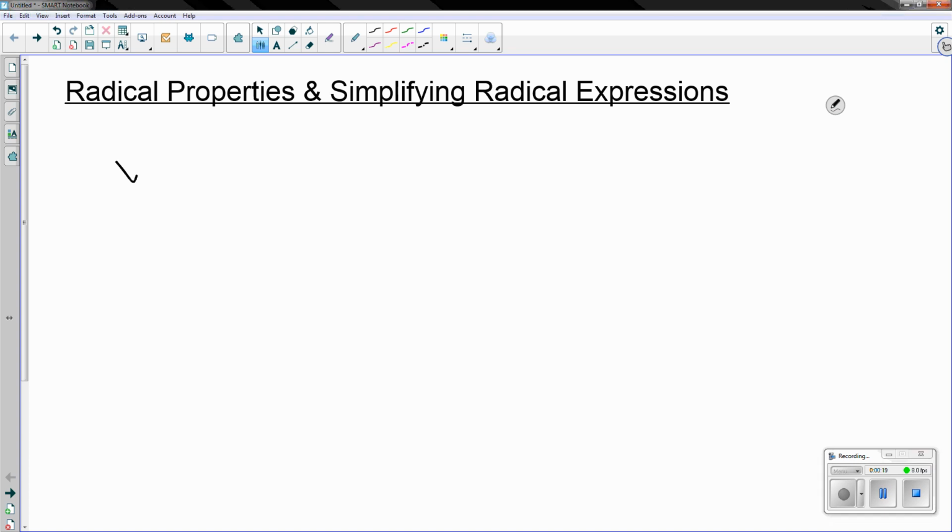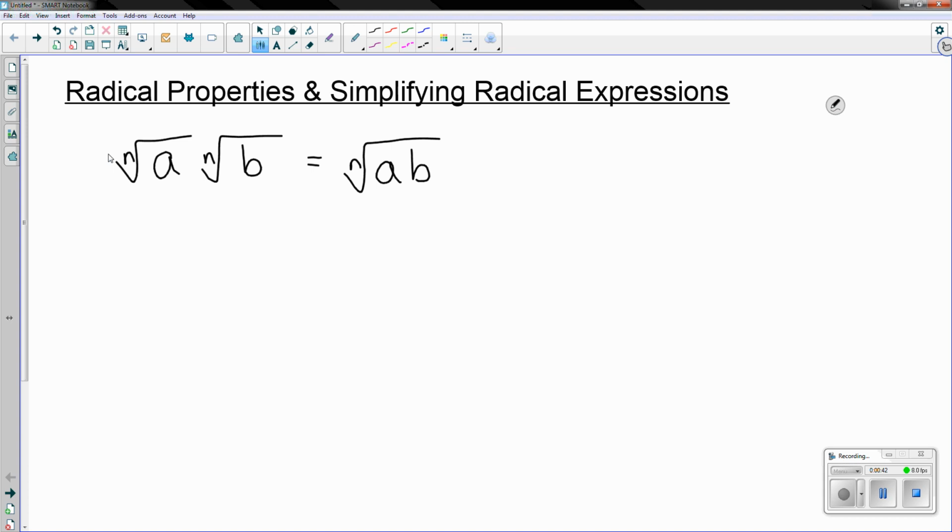So let's start with, I have the nth root of some expression A times the nth root of some expression B. We can combine those into one radical as long as the index of each radical is the same by multiplying the expressions that are underneath in each individual radical. So I could express it as the nth root of A times B.